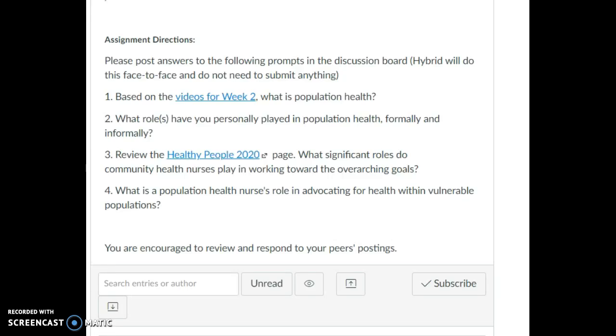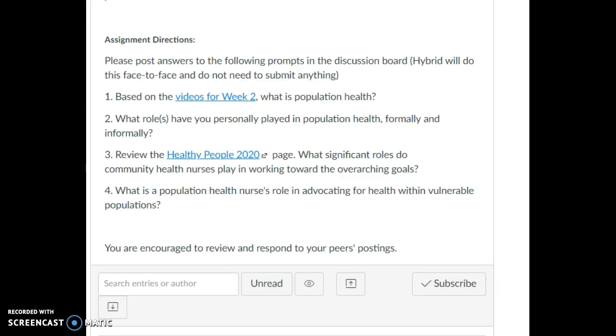Now that could be formally. You may have worked for a public health department or something along those lines, school nursing, or it may be informally. Everyone works as a public health nurse or population health nurse in one capacity or another, even if that's giving medical advice to others who are not necessarily our patients, like family members and friends without insurance and all that good stuff.